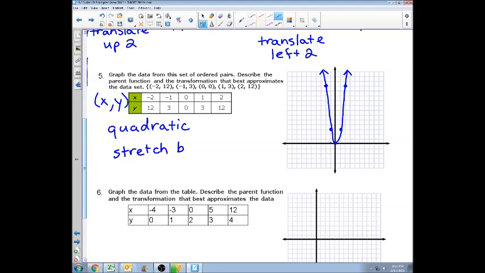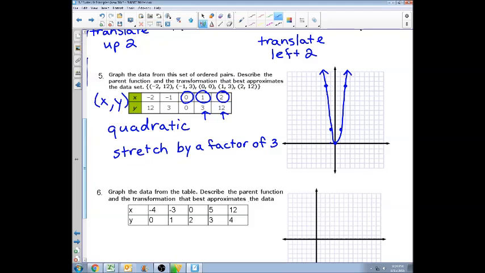But what did it stretch by a factor of? Well, if we think about the original parent function, we would still use 0, 1, and 2 in these locations. Well, 0 squared is going to be 0. 1 squared would actually be 1, and 2 squared would be 4. So what did we multiply by to go from 1 to 3 and 4 to 12? Well, we multiplied by 3, so this is a stretch by a factor of 3.